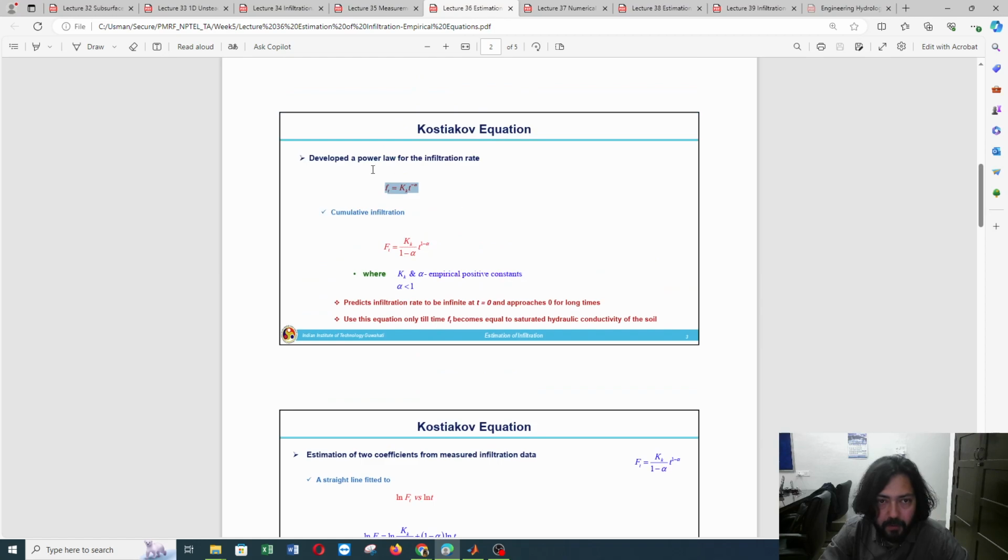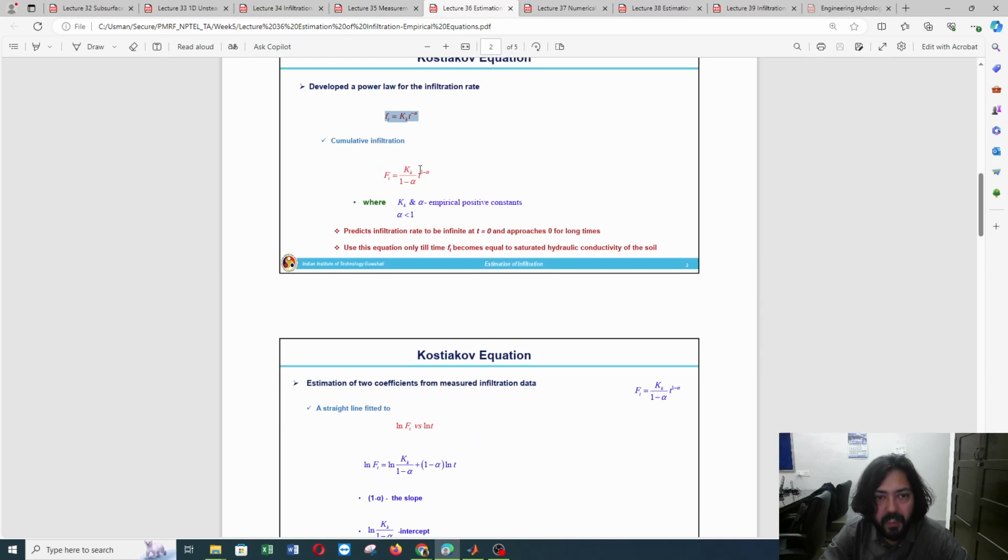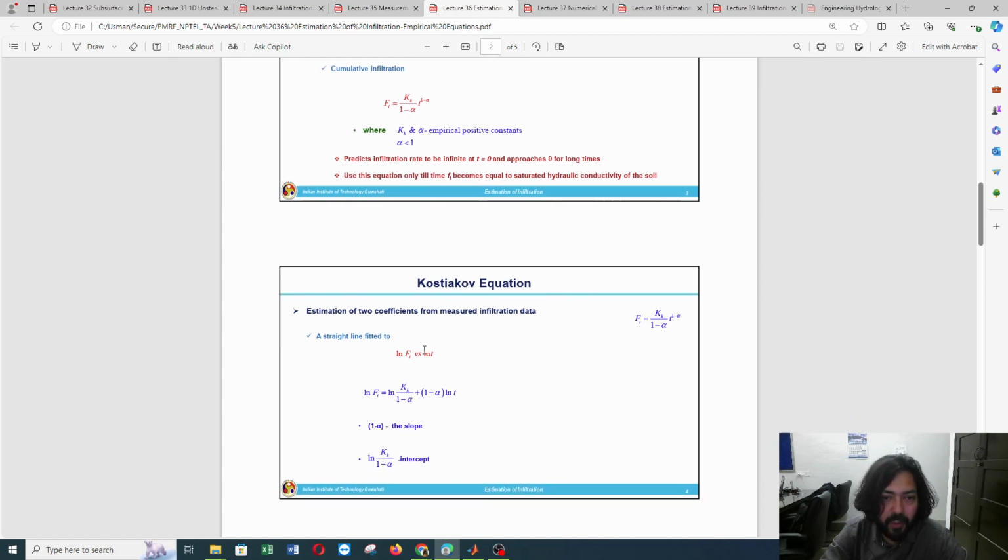Whenever we use any of the empirical equations, they are very difficult to remember. So what we can do is simplify them and convert the equation into the form of a linear equation. And how can we do that? We can simply do that by taking natural log on both sides of the equation, which will give us a simplified equation, which is nothing but a linear equation. So let us see how they are doing that.